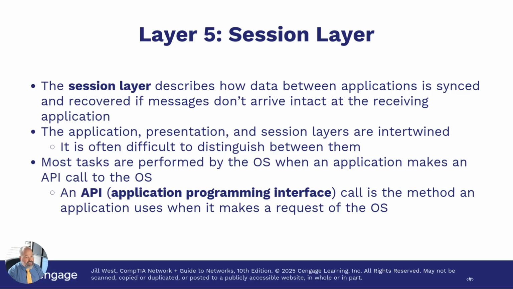The session layer manages the conversation between two applications. It keeps the data stream organized, synced, and handles recovery if something is lost. The session, presentation, and application layers are closely intertwined. Sometimes it's hard to tell where one ends and another begins. A lot of session work happens automatically, like when an application makes an API call to the operating system. An API is like a waiter. It takes your request, delivers it to the kitchen, which is the operating system, and brings back the result.